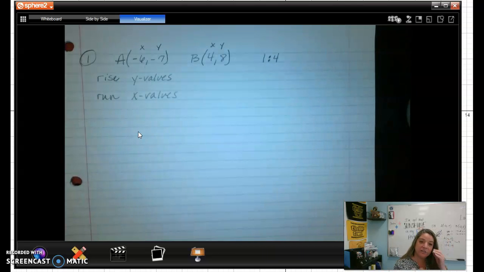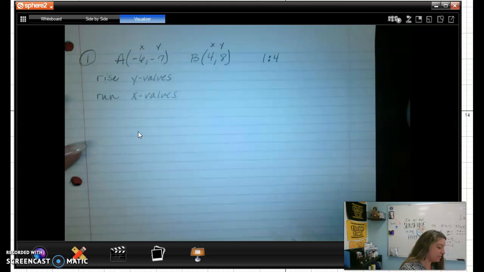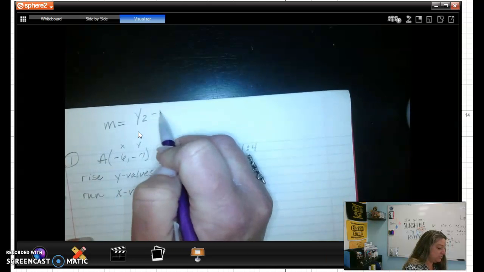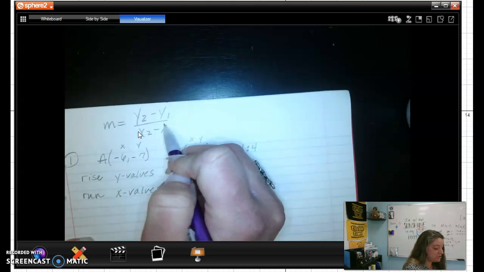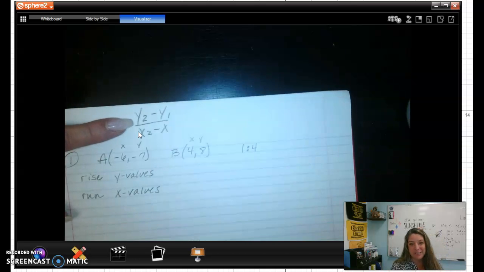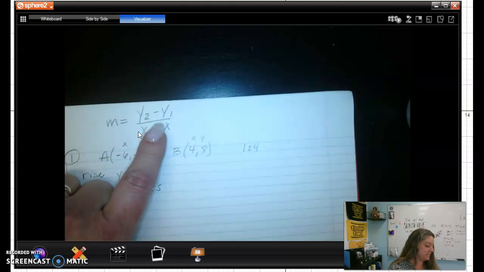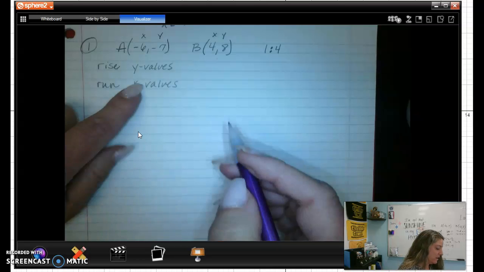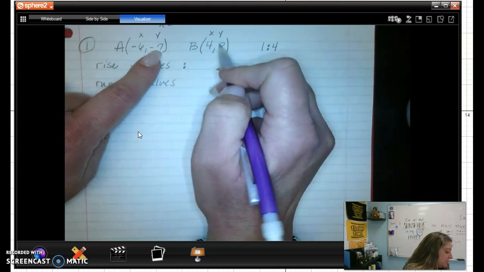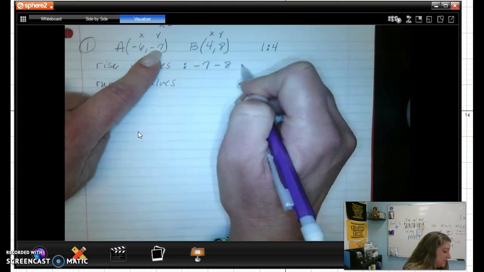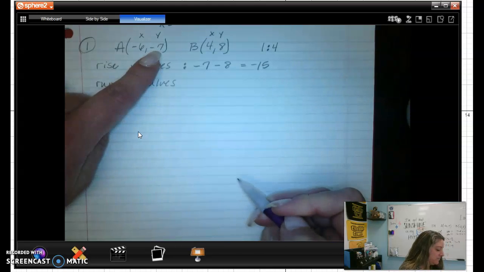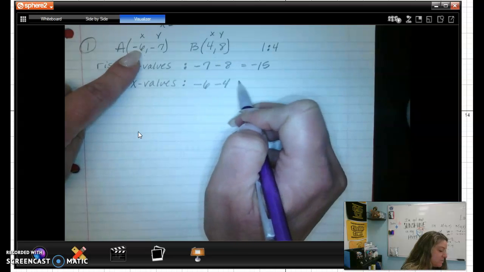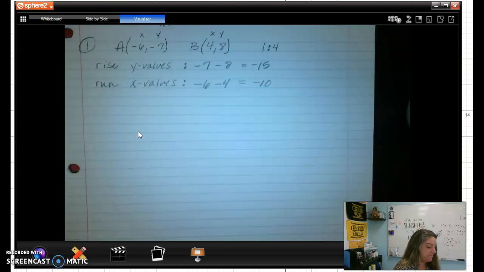So to calculate the rise and the run, if you remember the slope formula from forever ago, it was Y2 minus Y1. Of course, you don't have to necessarily do it in that particular order, but the reason I'm showing you this is because you have to subtract, okay? So let's subtract our Y values. I'm going to do -7 minus 8. That's going to give me a -15. Then I'm going to subtract my X numbers, so -6 minus 4, which gives me a -10.